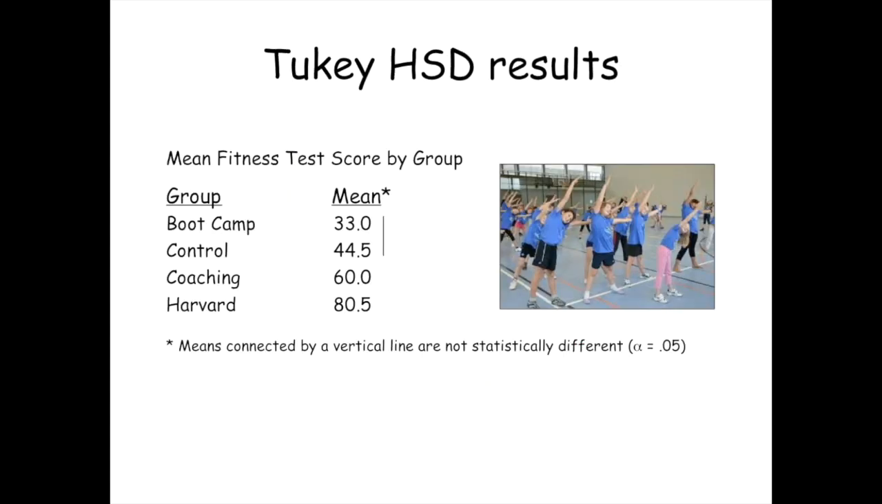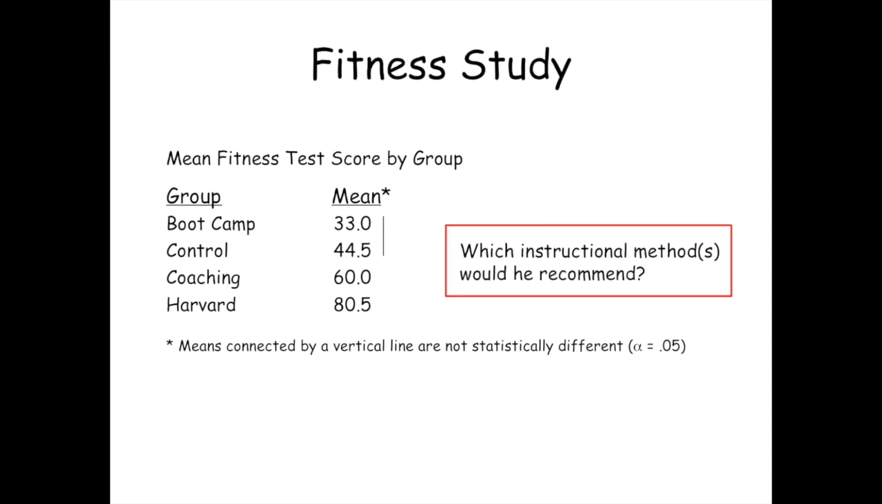Here are the results of this analysis. This table indicates no statistically significant difference between the bootcamp and control methods, but all other mean pairs were significantly different. Mean fitness for the Harvard instructional method is significantly higher than all other groups, so the researchers would recommend that the school system adopt this method for its physical education classes. Let's look at how the researchers came to this conclusion.